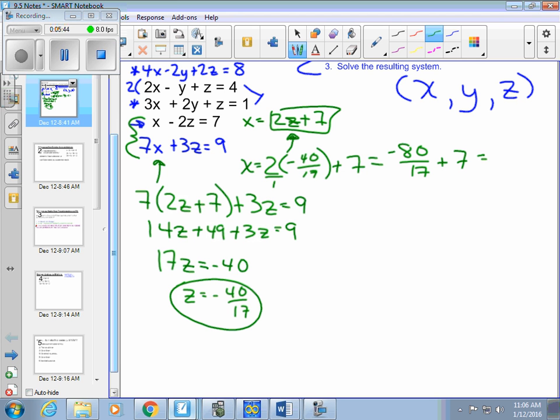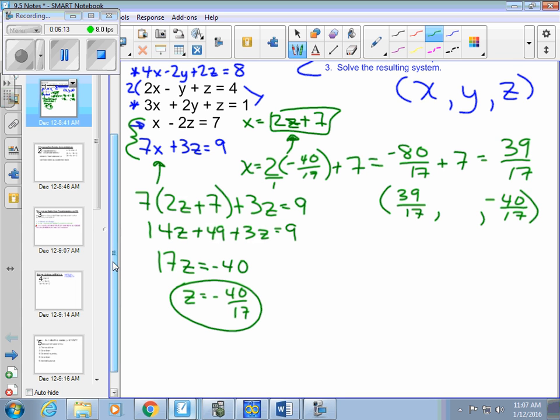I hear you punching away in your calculators. If you put that in and then convert it back to a fraction as your final answer. Anyone else get 39/17 for x? Okay, so right here, we've got 39/17 for our x, and for our z, we have negative 40/17.